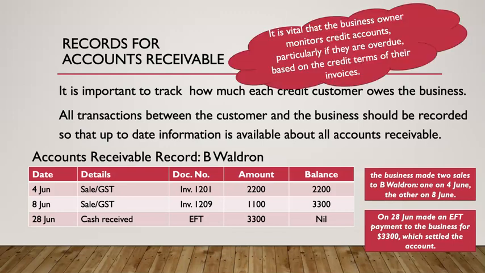It is vital that the business owner monitors these credit accounts all the time, particularly if they are overdue based on the credit terms of their invoices. What do I mean by that? Think back to credit terms. Often we will give the maximum amount of time they have until they will pay us back. If they keep breaching this rule, we're getting worried. They are overdue, and we have to implement some strategies to try and get the money back. And we'll talk about that in later times.